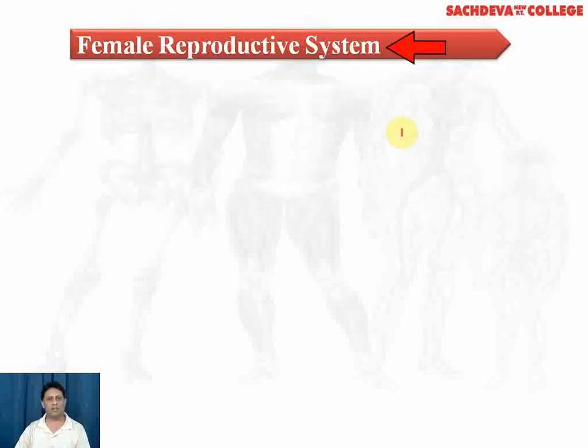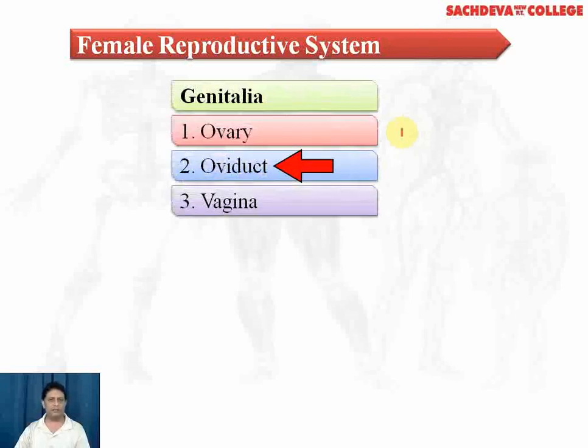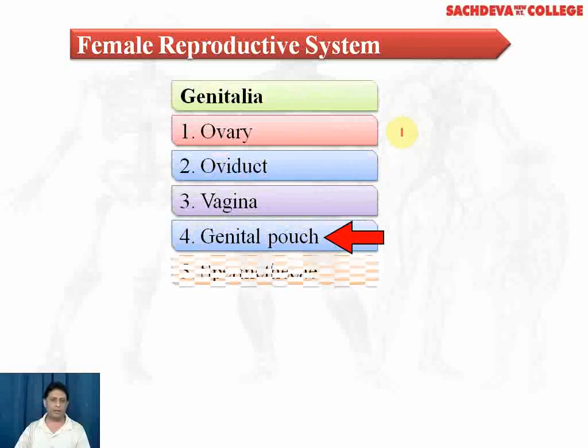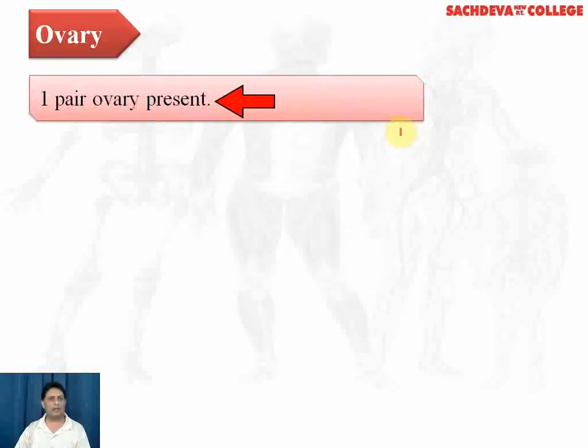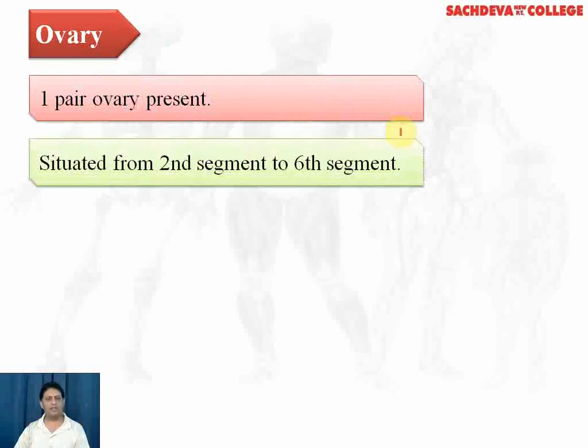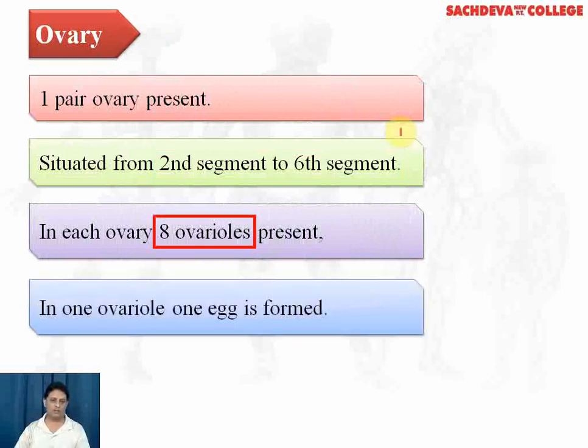Coming to the female reproductive system. It consists of ovary, oviduct, vagina, genital pouch, spermathecae. We'll first take up the ovary. One pair of ovaries present from 2nd to 6th abdominal segment. Each ovary contains 8 ovarioles. Each ovariole produces 1 egg.